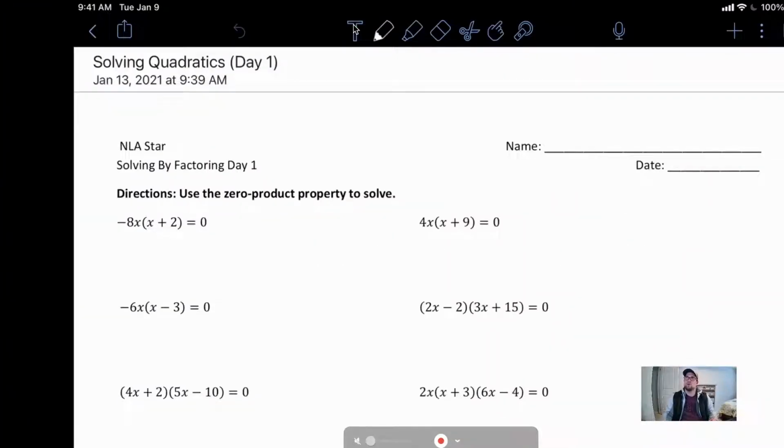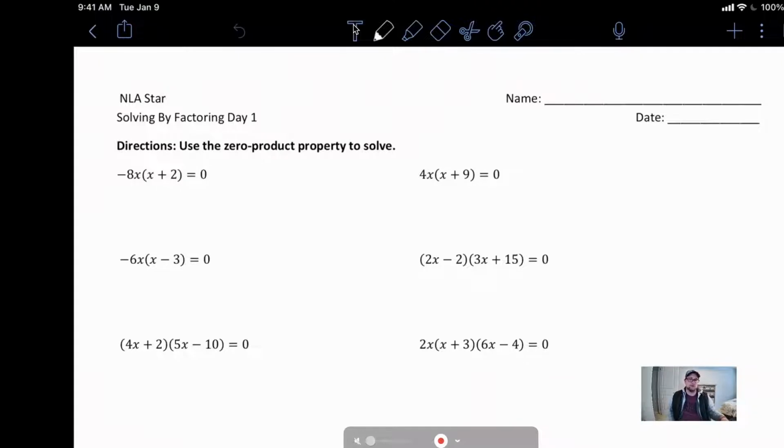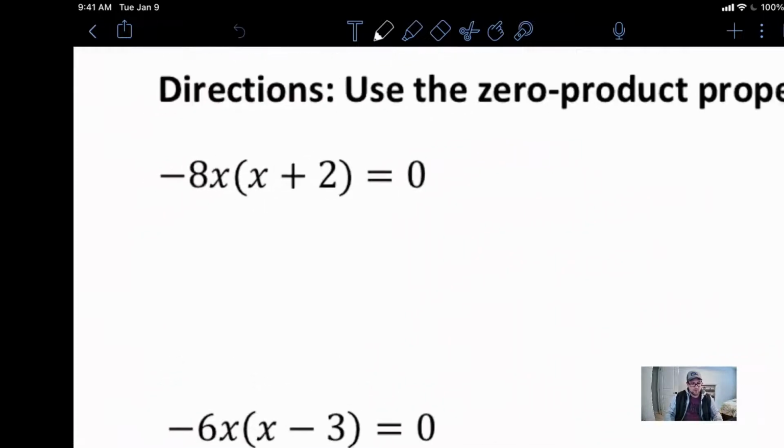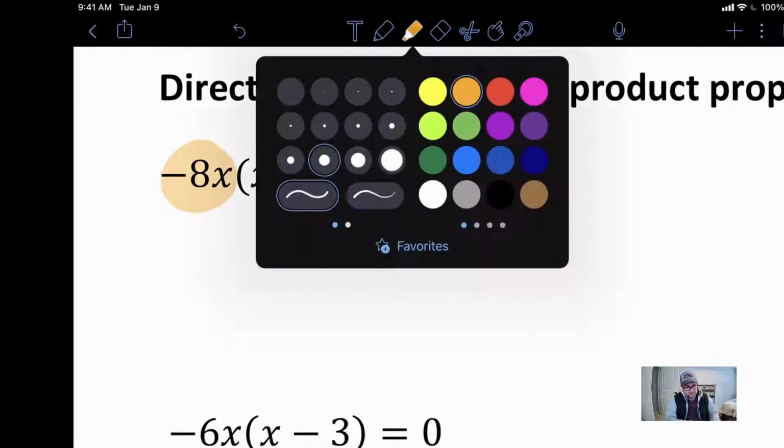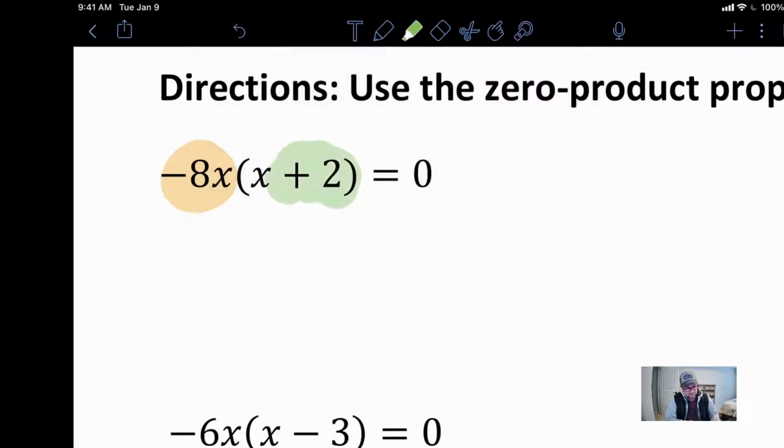Today, we're going to talk about a new topic called solving by factoring day one. It turns out this is actually pretty similar to what we were working on yesterday, which is good, but it's going to get a little bit harder. In this situation, we still have two things that are being multiplied together. We have this first piece, and we also have the second piece. One of the differences between yesterday and today is that we don't always need to have parentheses around everything.